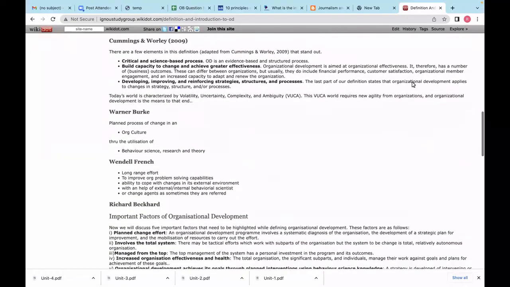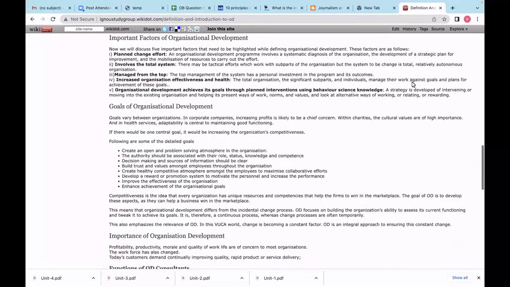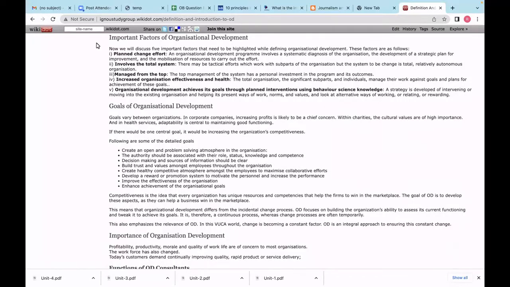Okay, so now we are going into the factors of OD. There are 5 factors of OD. Again, remember from the definition, whatever I talked about in the definition gives the factors here. One, it is a planned change effort. So basically you plan things, it's not random. Two, it involves the total system. We are not talking about one part of the organization; we are talking about the total organization.